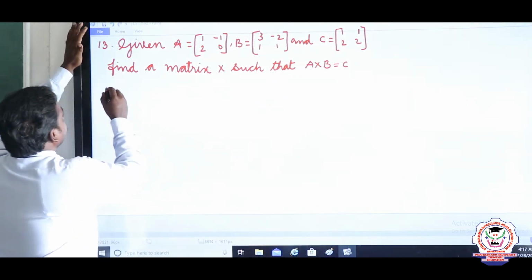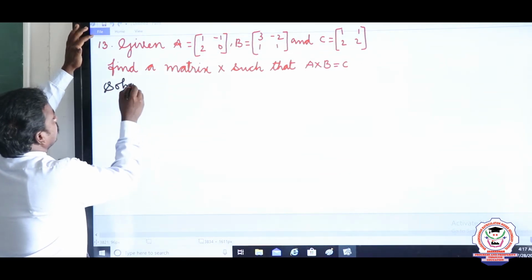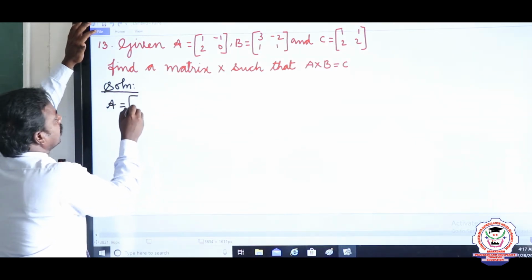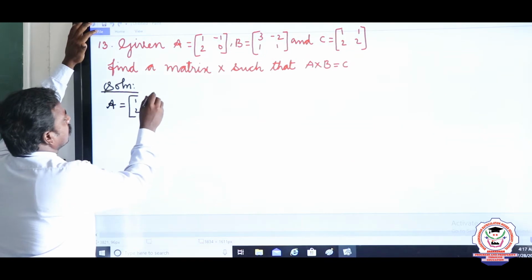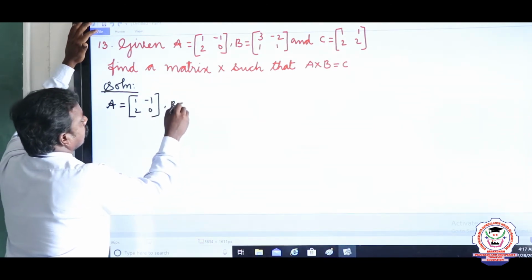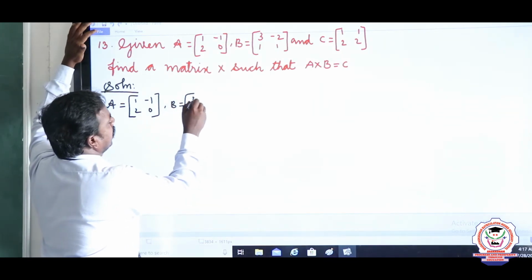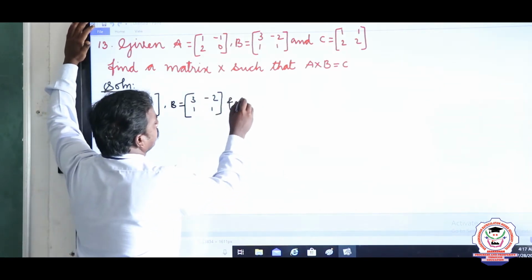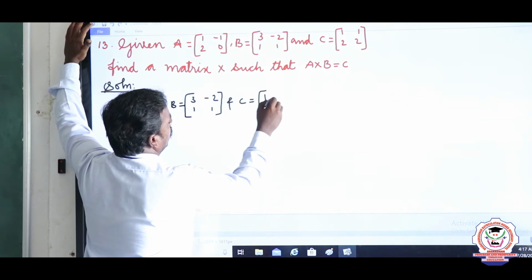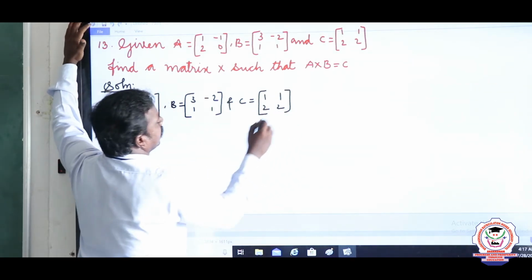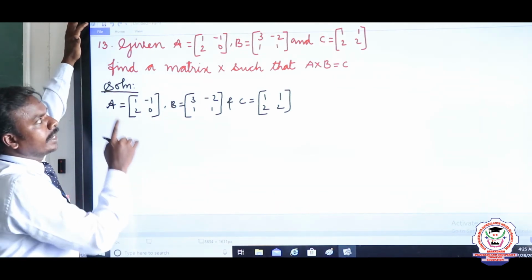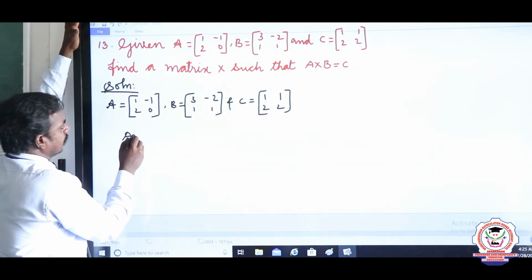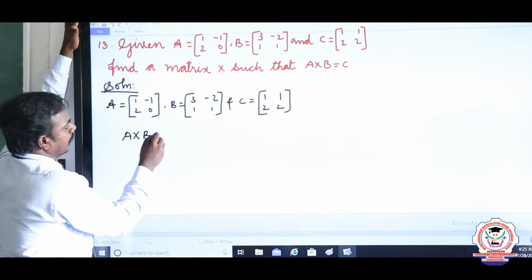Listen, in the solution, always first we need to write the given values. A matrix equal to, listen to this, 1, minus 1, 2, 0. B matrix, that is 3, minus 2, 1, 1. And C, the first row 1, 1, then 2, 2. So, A, B, C. From this, A into X into B equal to C. That is the given condition.